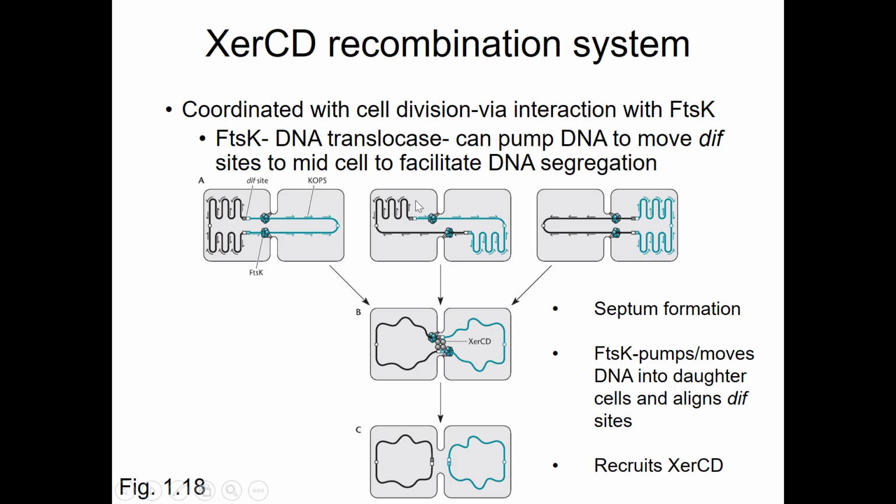So you can see in these different examples, FtsK needs to pump or move the DNA in different directions in order to align the dif sites in one position. Once it does that, it can recruit the XerCD proteins, which will then resolve those chromosome dimers. Those sister chromosomes are now free from each other, and the cell can divide in the middle into two identical cells.